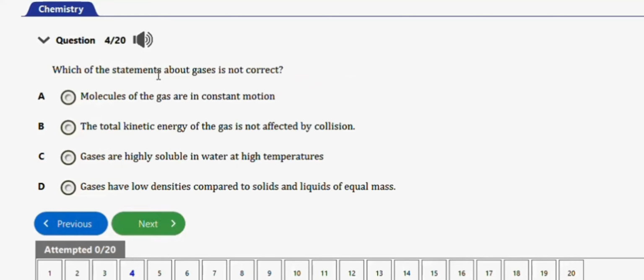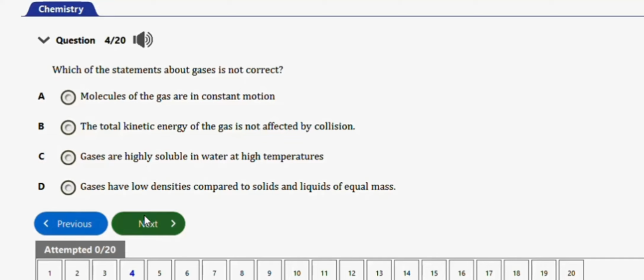It says, which of the statements about gases is not correct? Molecules of the gas are in constant motion. That's correct. The total kinetic energy of the gas is not affected by collision. That's correct. Gases are highly soluble in water at high temperature. This is not correct. Gases have low densities compared to solids and liquids of equal masses. That's correct. So the one that's not correct is option C, gases are highly soluble in water at high temperature.